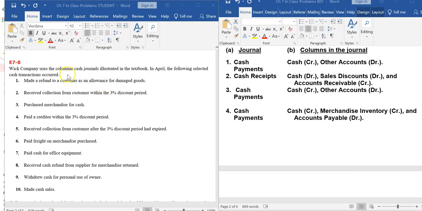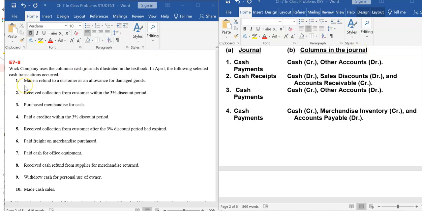This next problem has us working with the cash journals. Which company uses the columnar cash journals illustrated in the textbook? So you may want to have your book open to see an example of a cash receipt journal to help you work through this problem. In April, the following selected cash transactions occurred. For each one of these, we are going to be identifying which journal, the cash payments or the cash receipts journal, will be used to record the transaction and which columns in the journal will be used.